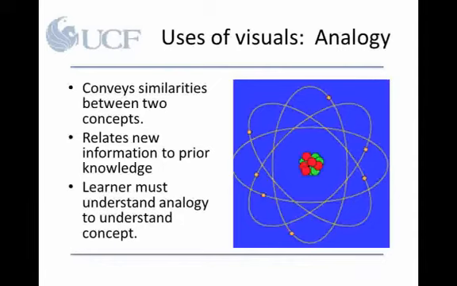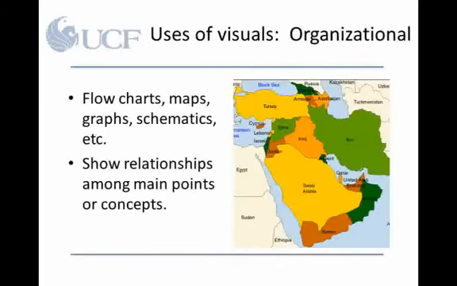In the example above, planetary orbits are used as an analogy for the movement of electrons around the nucleus of an atom. While this model is very inaccurate, it is often used as an introduction to atomic structure. For the use of a visual like this to be effective, students must understand that the planets orbit the sun in these elliptical paths. There are many organizational uses of visuals.